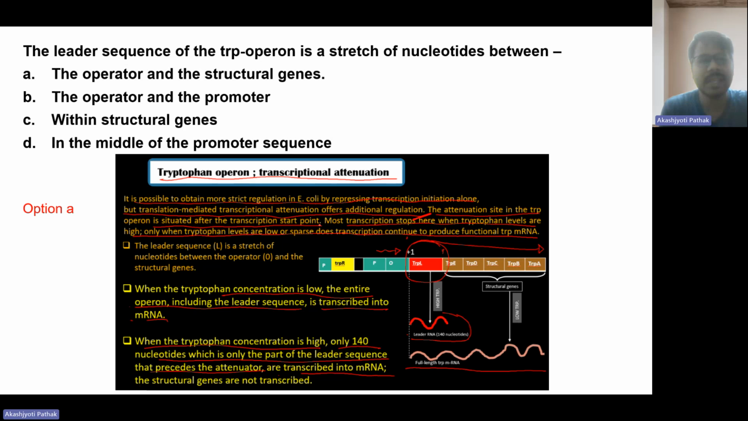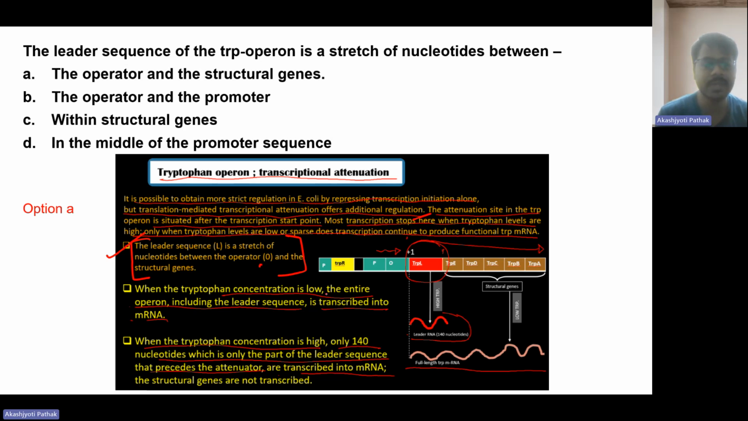The attenuation site in the TRP operon is situated after the transcription start point. Most transcription stops here when tryptophan levels are high. So when the tryptophan levels are high, you saw that the ribosome has moved forward and is now binding to region 2 of the mRNA, and now regions 3 and 4 will form an RNA attenuator and prevent the transcription. Otherwise, transcription continues to produce the functional TRP mRNA. The leader sequence is a stretch of nucleotides between the operator and structural genes. So this is what has been asked in the question as well.